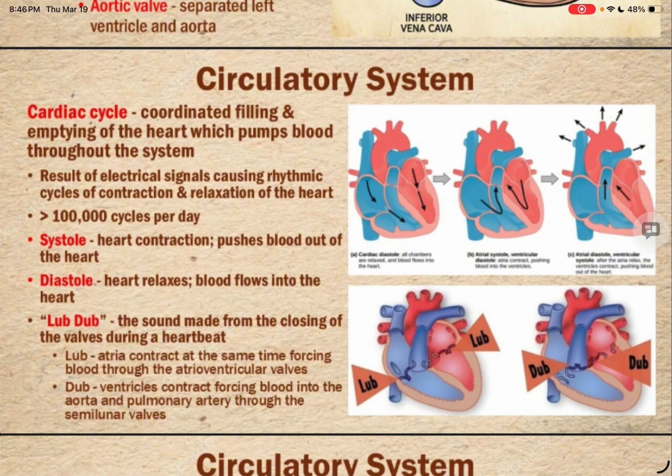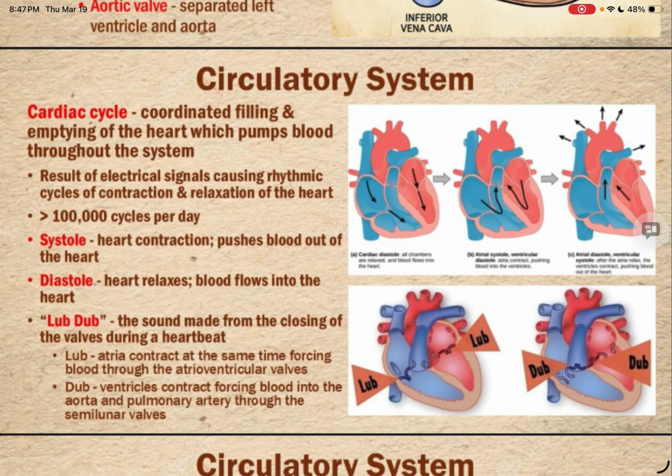Now, the cycle. Our cardiac cycle is the coordinated filling and emptying of the heart, which pumps blood throughout the system. It results from the electrical signals causing a rhythmic cycle of contractions and relaxations of the heart. There are more than 100,000 cycles per day, which is crazy. You have your systole, which is the heart contraction, pushing blood out of the heart, and your diastole, which is the heart relaxing and the blood flowing into the heart.